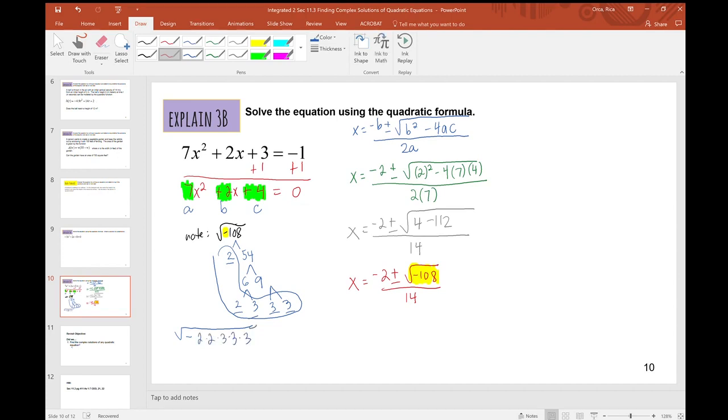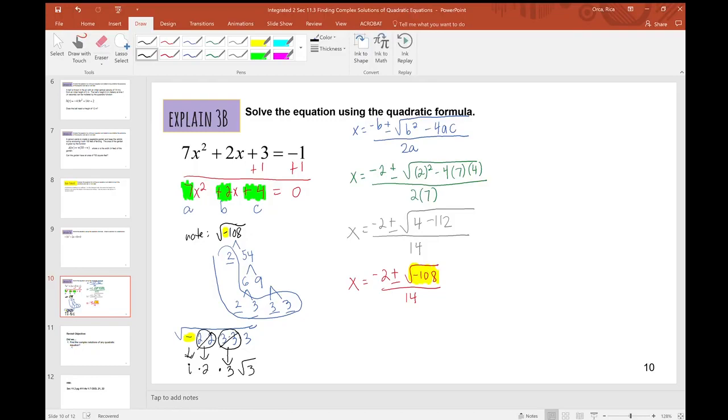And then from here, class, we need to look for pairs. So the negative turns into i, as we know. We have a pair of identical numbers. 2 times 2 is 4, and the square root of 4 is 2. That's going to go outside. We also have another pair, a pair of 3's. 3 times 3 is 9, and the square root of 9 is 3. And inside our radical, we're left with just 3.